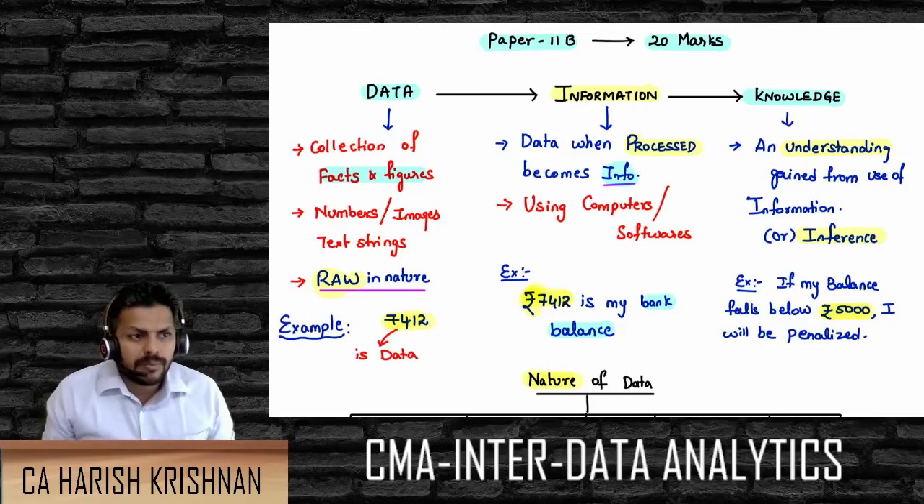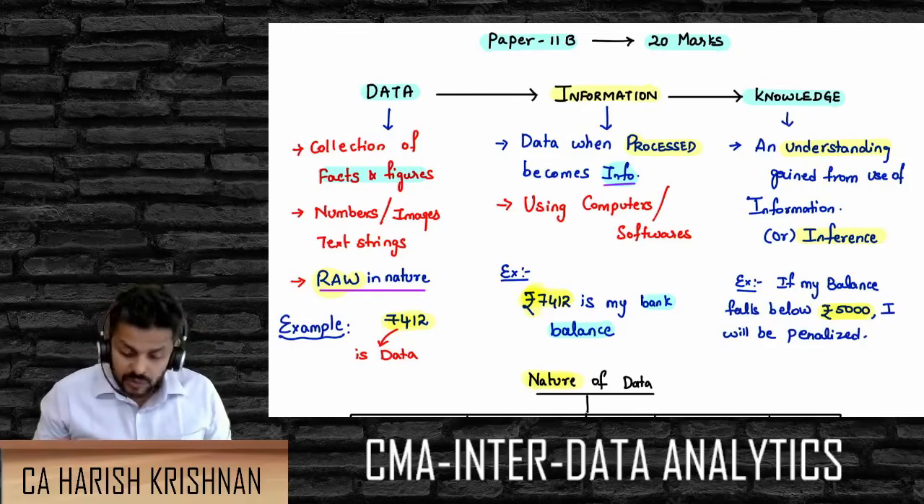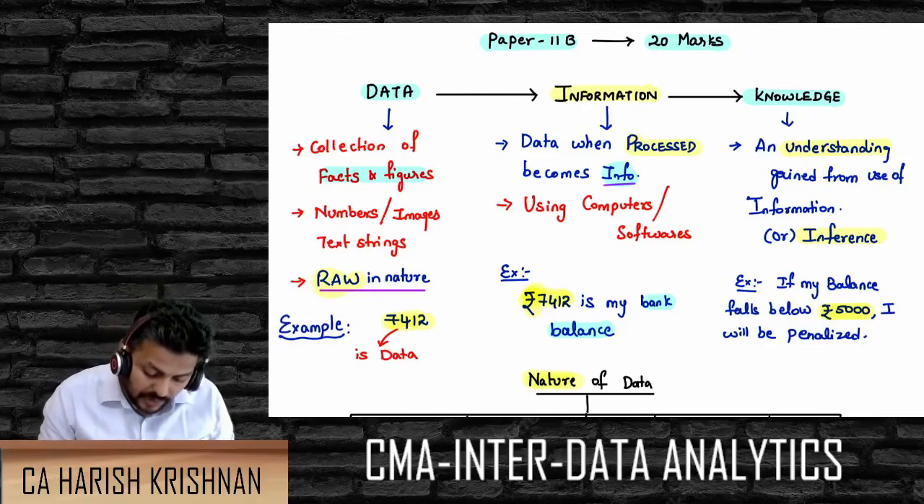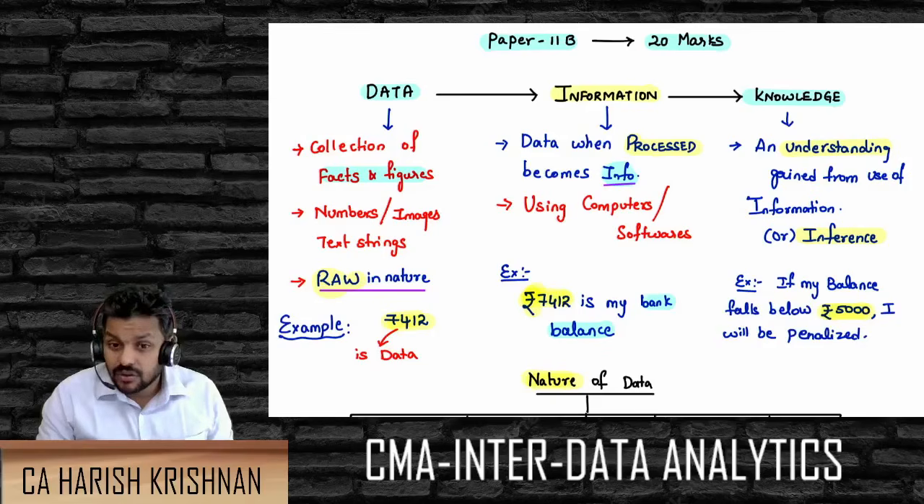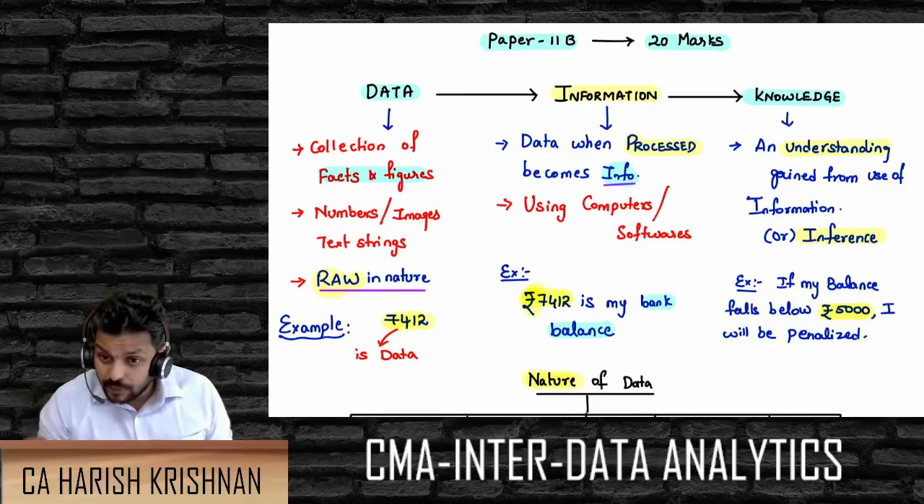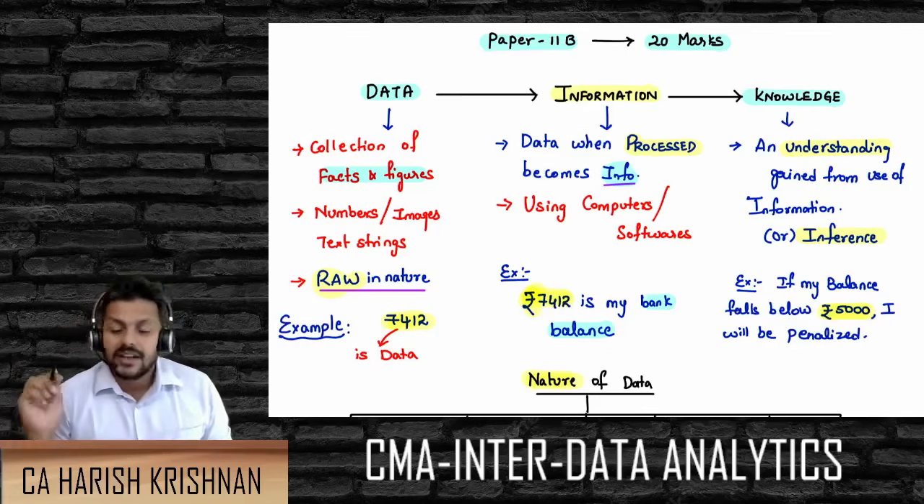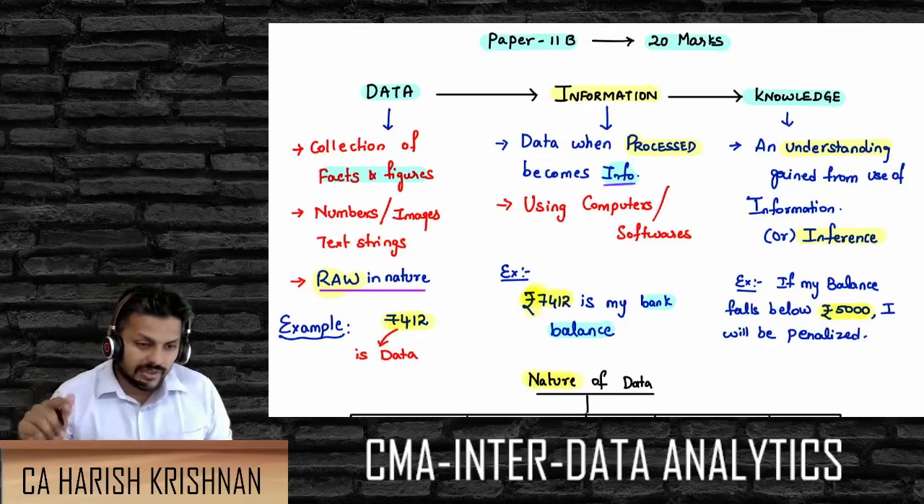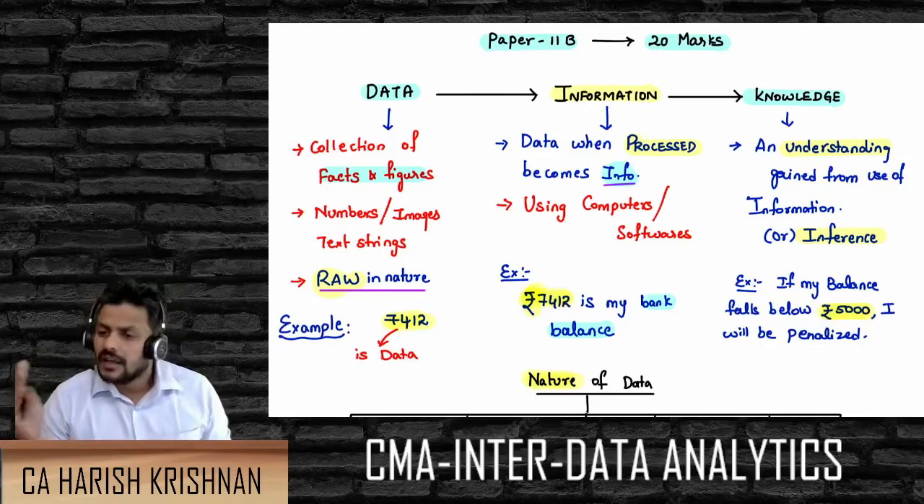In fact, for some people, data will still remain data, it can't even transform into information, right? So data first will transform into information, then will further become knowledge when it is universal and it can be used. So if the balance falls below 5000, I will be penalized. Knowing 7412 is your bank balance was information, and knowing the fact that if your balance goes below 5000 you will be penalized is knowledge. Then later you can't say, sorry sir, I don't know. So this is the basic idea behind these three terms: data, information, and knowledge.